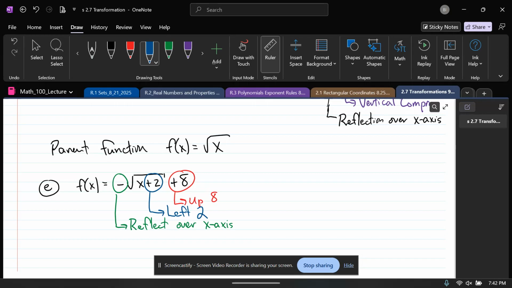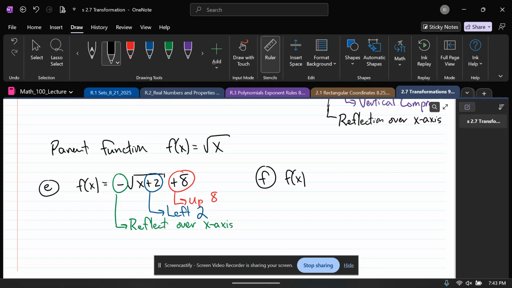The rules don't change even though the parent function changed. Those rules are the same rules no matter what kind of function we're dealing with. When we get into Math 110 and we're dealing with different functions than these, same rules. We already know them. They're the same. They work for every type of function. Those same rules do. Let's do one more.